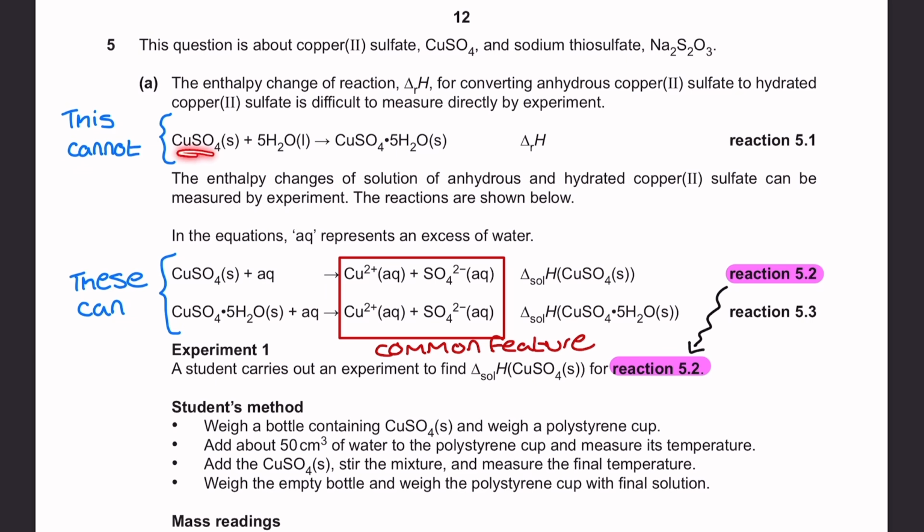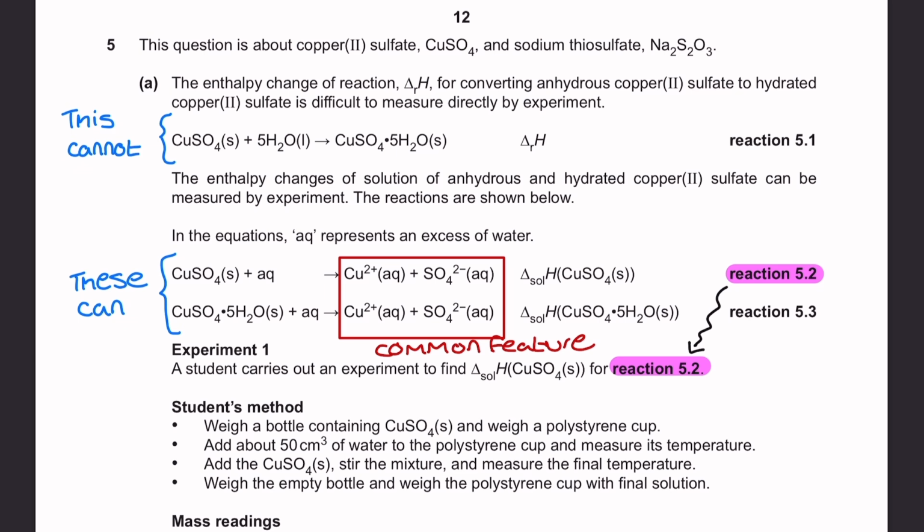We've got copper 2 sulfate, 5 moles of water, and then we've got the hydrated solid just here. Keep an eye on all of this. That's equation 5.1. The enthalpy change of solution of anhydrous and hydrated copper 2 sulfate can be measured by experiment. The reactions are shown below. In the equations, aq represents an excess of water.